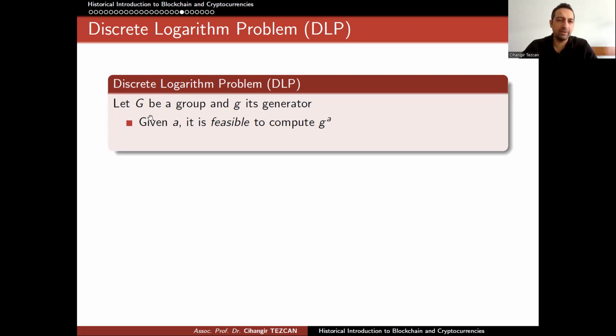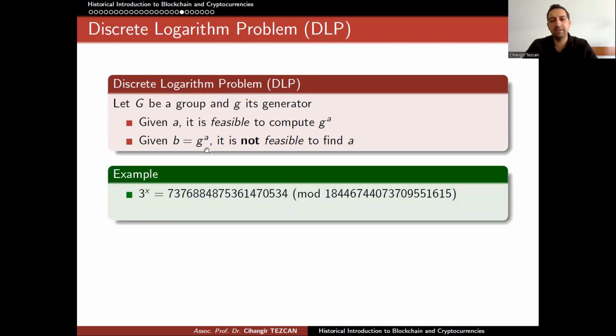Currently, I haven't explained what a group is, but assume that we are working with numbers. So you have an element G, and calculating the A power is fast. But once the output B is given, once you know G and B, it should be hard to obtain A. So we are trying to create a problem which is fast in one way and hard in the other way.